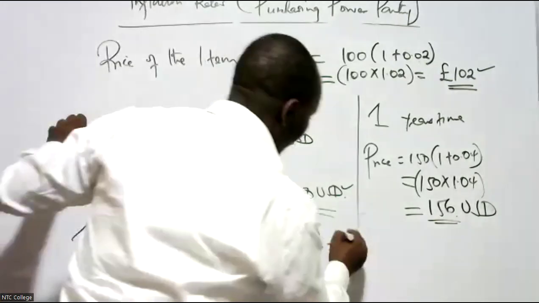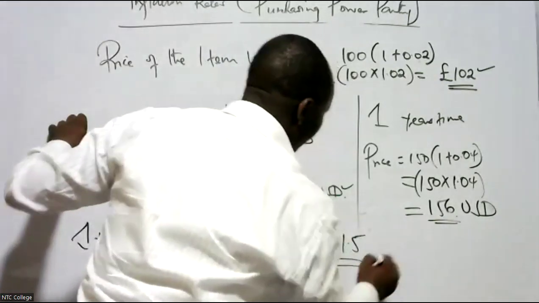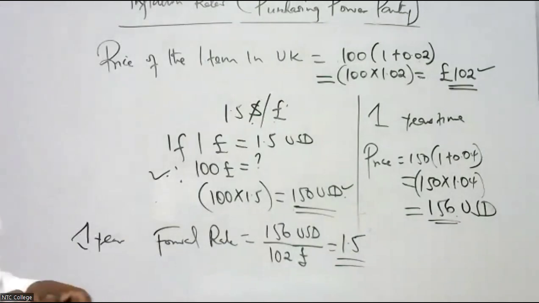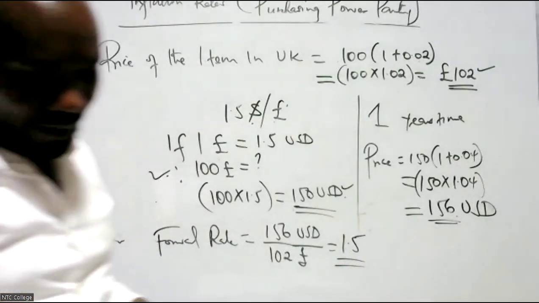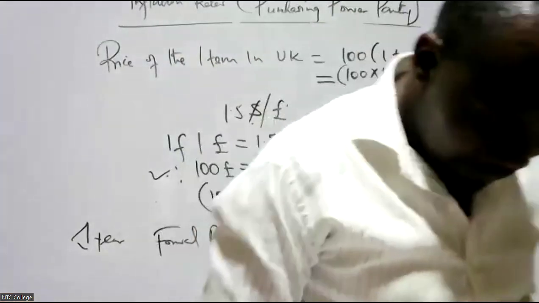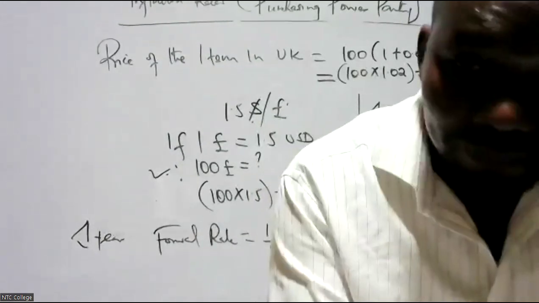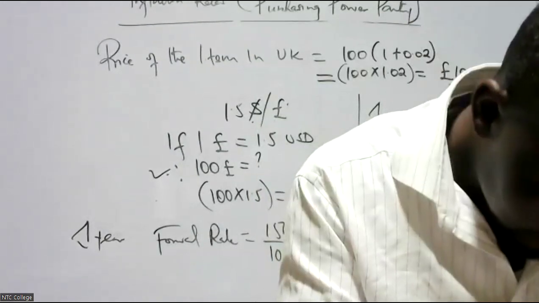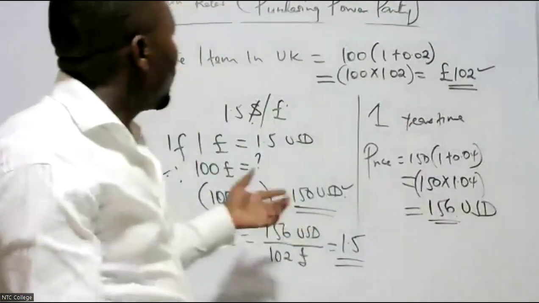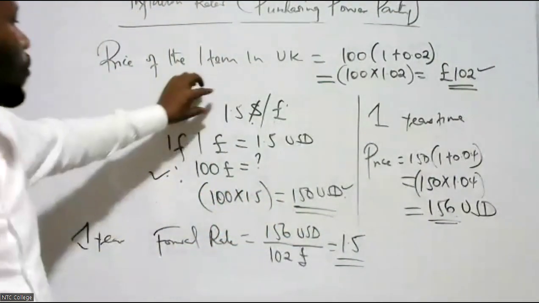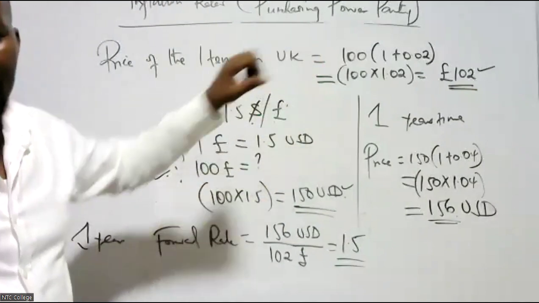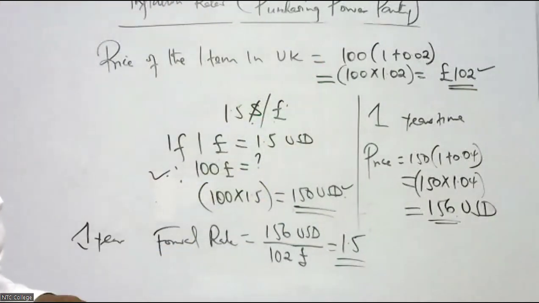$1.5. 1.5, which is the same. Is it exactly 1.5? Remember the other one, don't round off. I told you don't round off. The other one was 1.5. After 1 year, it should have changed. Give me the correct one. Is it 1.5? Exactly.